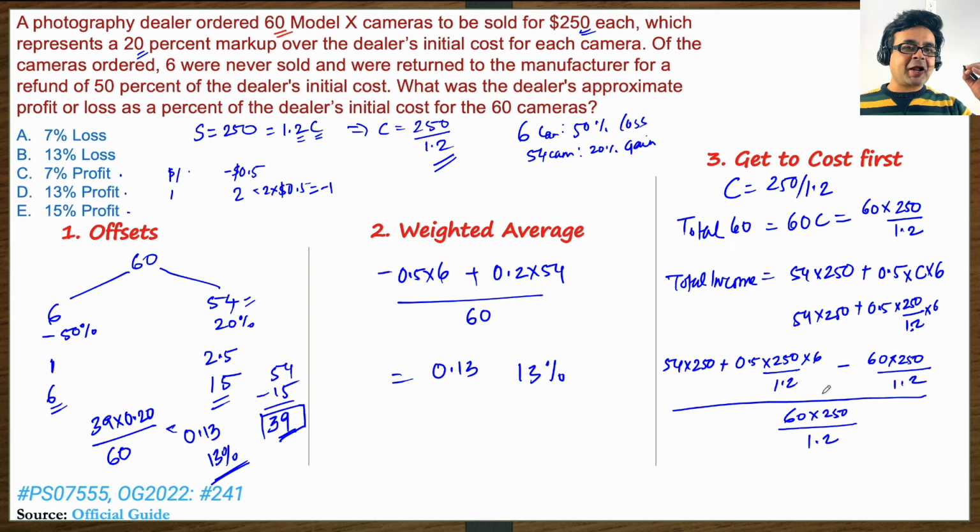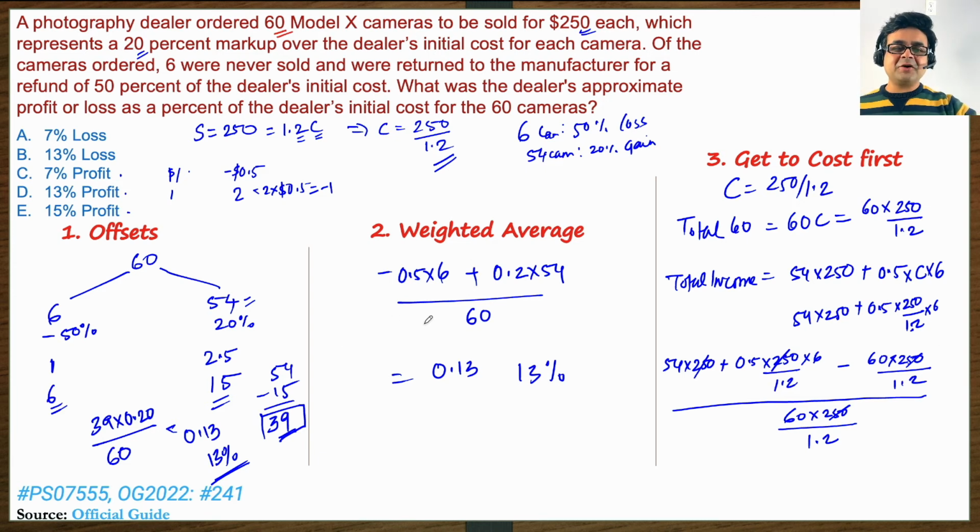Now remember, I had mentioned not to start calculating too early. Otherwise, you would have spent a lot of time on calculations itself. Here, I can easily see that 250 cancels off. I also see that 60 divided by 1.2 is repeated here. So this will cancel off on this side of the numerator.